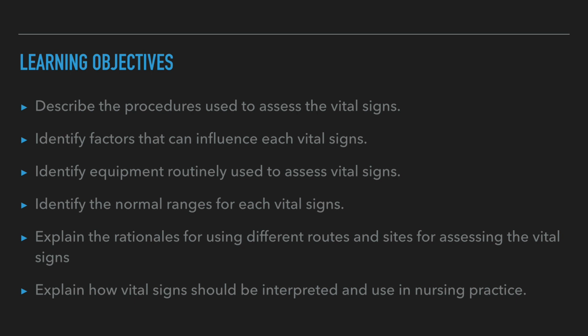By the end of this lecture, we would like you to: 1. Describe the procedures used to assess the vital signs. 2. State the factors that can influence each vital sign. 3. Identify equipment routinely used to assess vital signs. 4. Identify the normal ranges for each vital sign. 5. Explain the rationales for using different routes and sites for assessing the vital signs. And 6. Explain how vital signs should be interpreted and used in nursing practice.